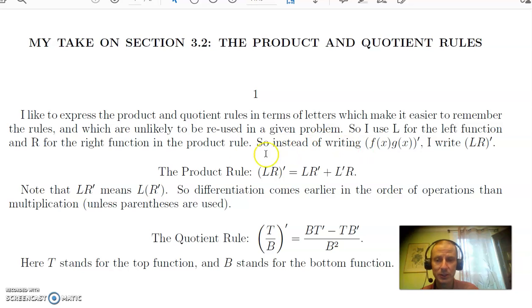So with this new notation, the product rule now says that the derivative of a left function times a right function is equal to the left times the derivative of the right plus the derivative of the left times the right.